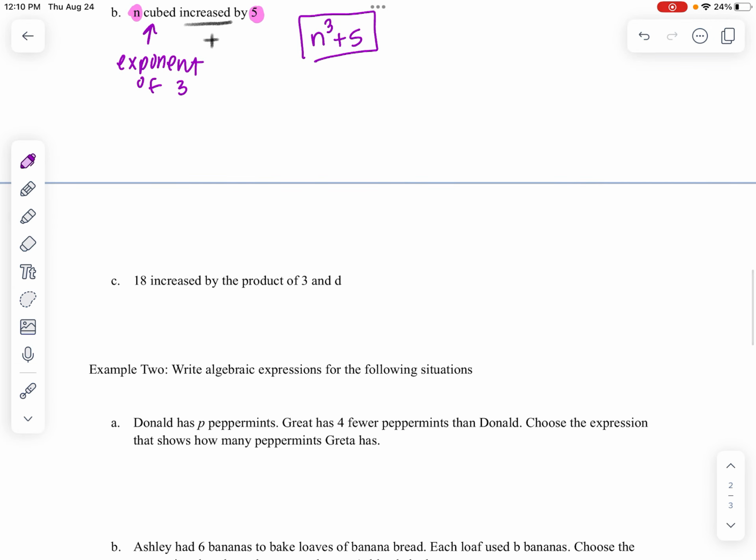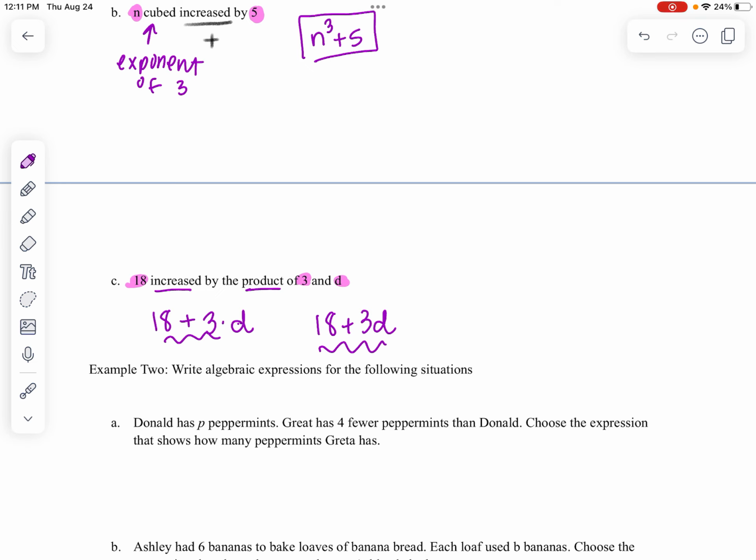This time I'm going to highlight my numbers and my variables. So 18, 3, and D, those are the things that I'm going to do stuff to. And then we have increased and we have product. So we're going to do 18. And it seems like we're going to increase that. So increase means plus. And then the product of 3 and D means multiplication. So that means I'm going to do 3 times D. And you can write it like that, or you can write it like this, because technically you can just put a variable and a number right by each other because it's just the coefficient. So either of those are sufficient answers. So if you need any help with that, just let me know in class, but that is good practice.